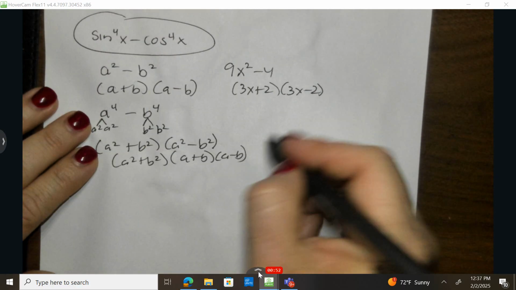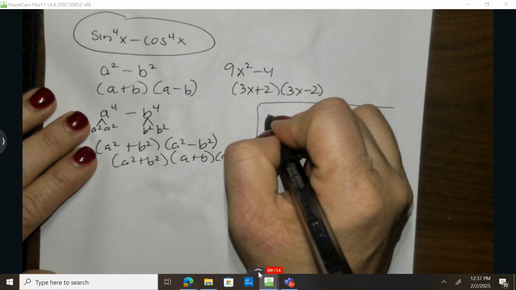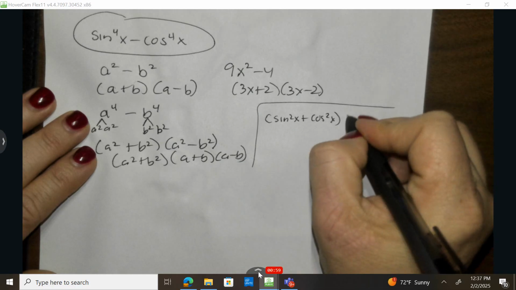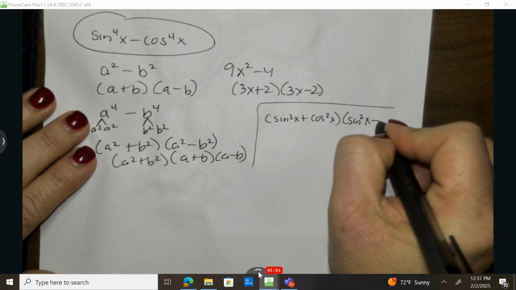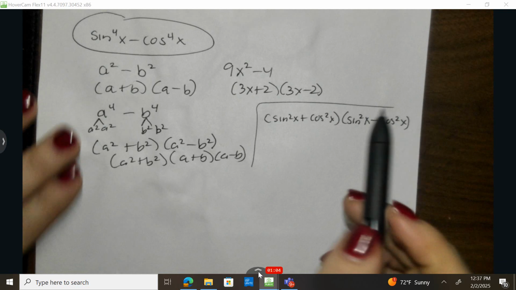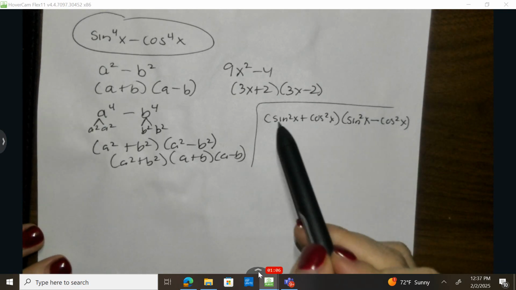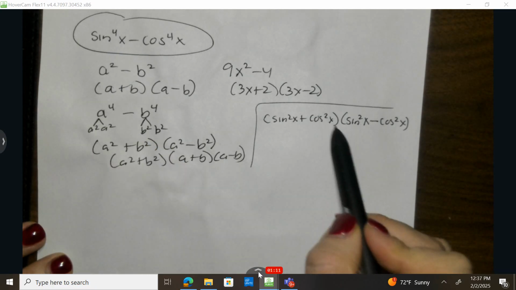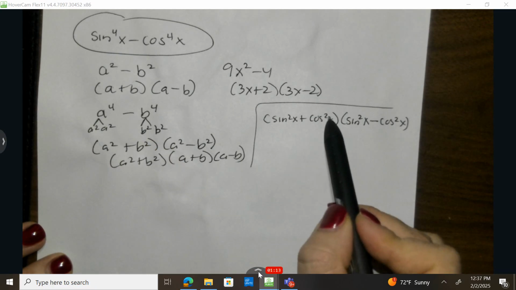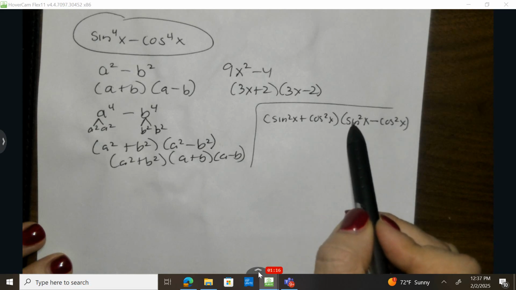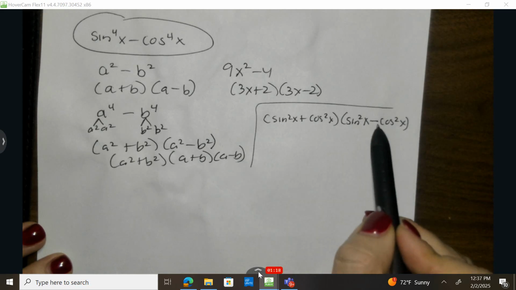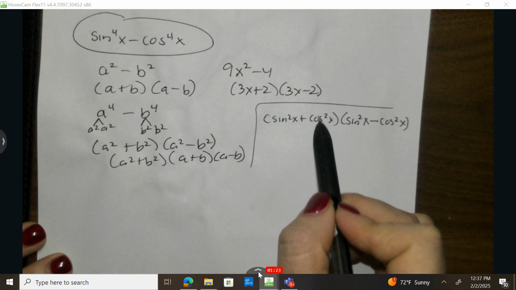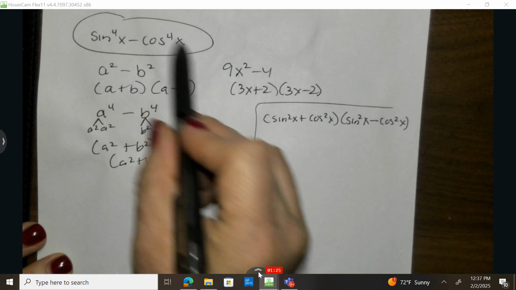So let's look back up here. What does this break into? Sine squared x plus cosine squared x and sine squared x minus cosine squared x. Front, outside, inside, last. The fronts give you sine to the fourth x. The insides and the outsides are additive inverses. They cancel out. This is a positive sine squared cosine squared. This is a negative sine squared cosine squared. And then last, when we FOIL the very last, we'd get a negative cosine to the fourth.